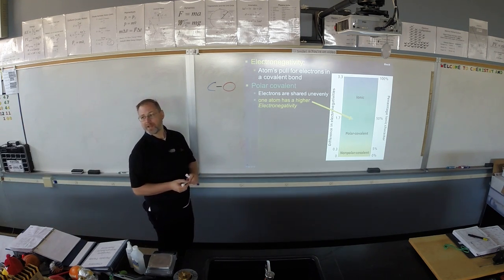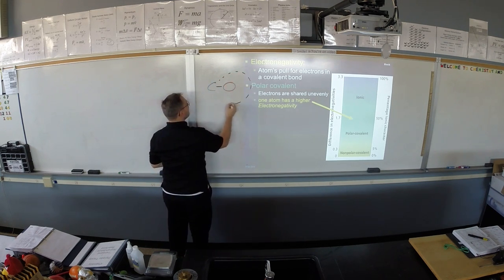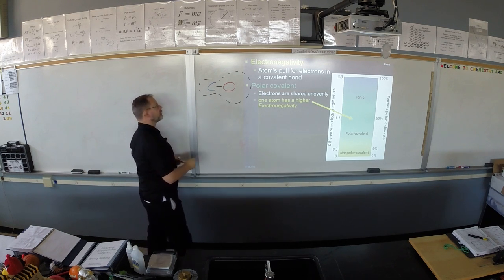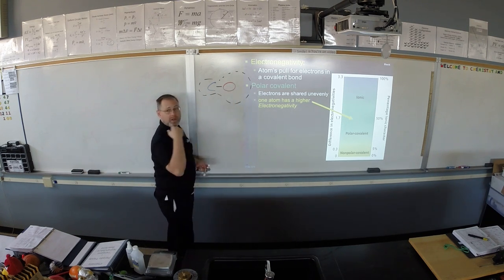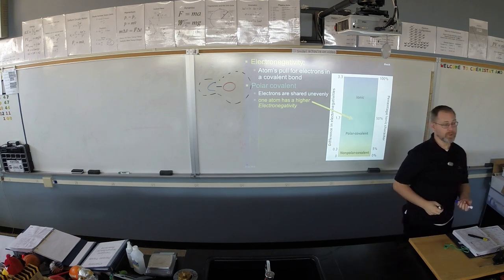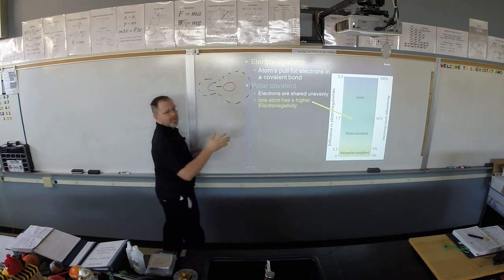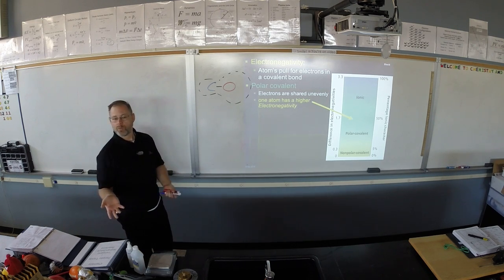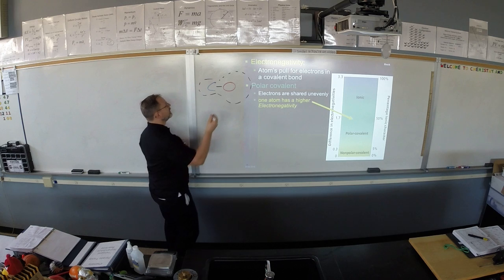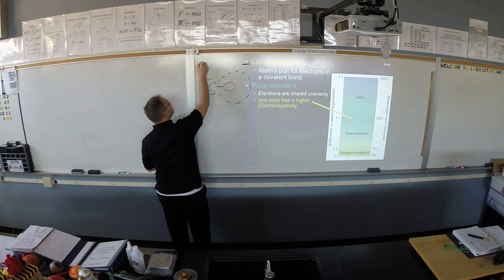If you were to draw the electron density of that electron pair, it probably looks something like this. Most of the electrons are spending most of their time around oxygen, because oxygen is more electronegative. So we have a side of the bond that is negative. Which side of the bond has the most negativeness? The oxygen side.